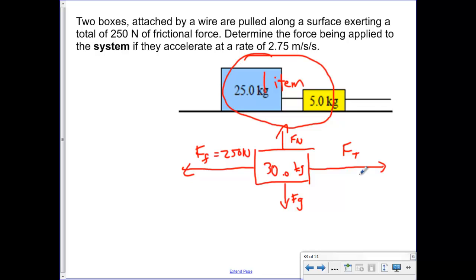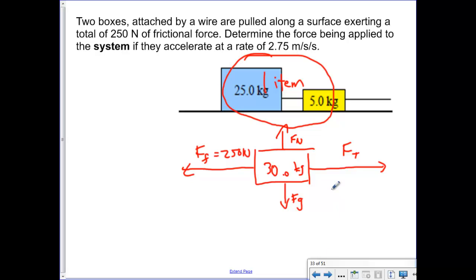Unless it was suspended in the air. Sure, I mean there are other ways of looking at it. This is where your problem solving skills are going to have to be worked on, because it depends on the context. In this example, yeah, it's on a table, but if it's in the air, that changes things.